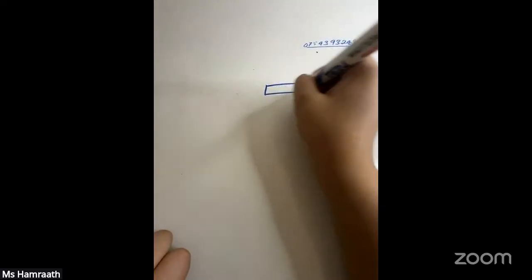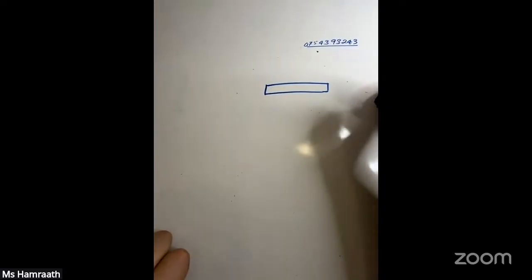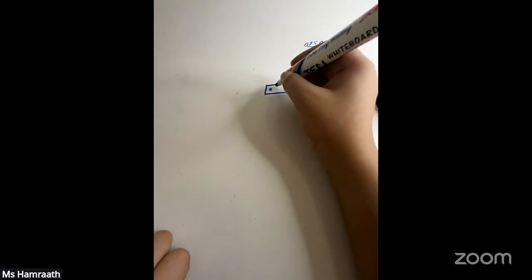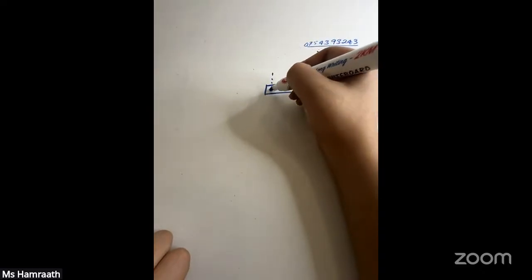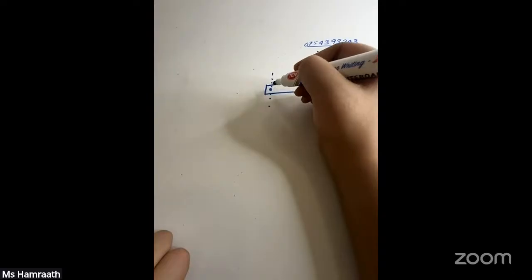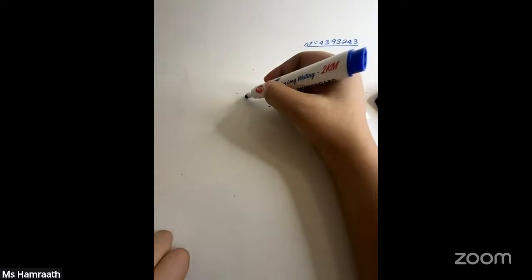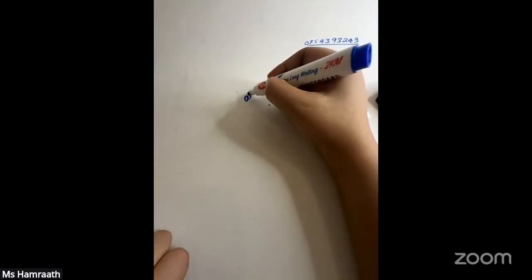So let me tell you something. Say for example, you have an object like a rod, and this rod is fixed at a point. The point where the object is fixed, we call this the axis of rotation.